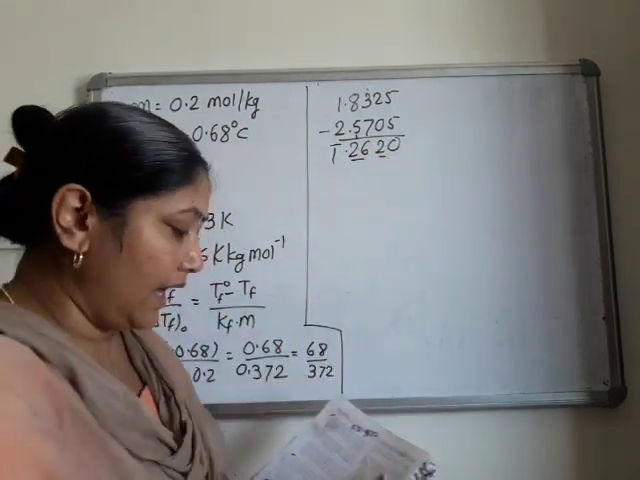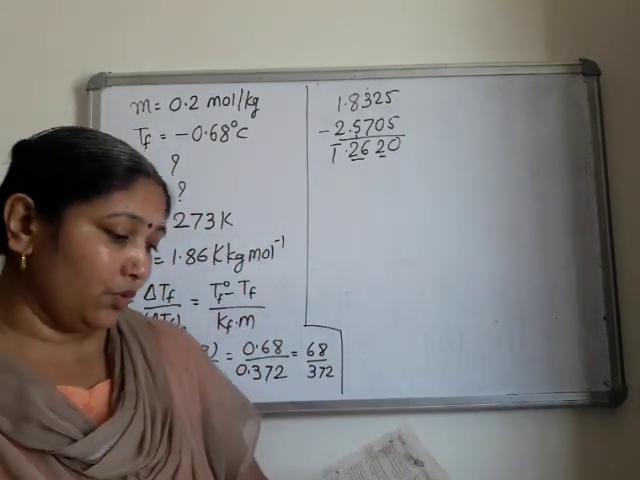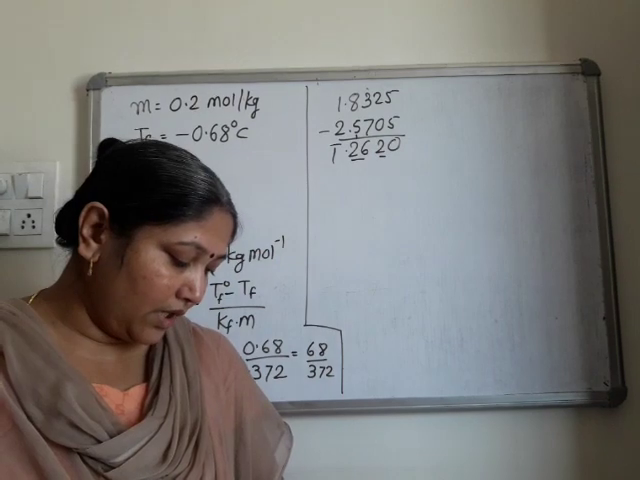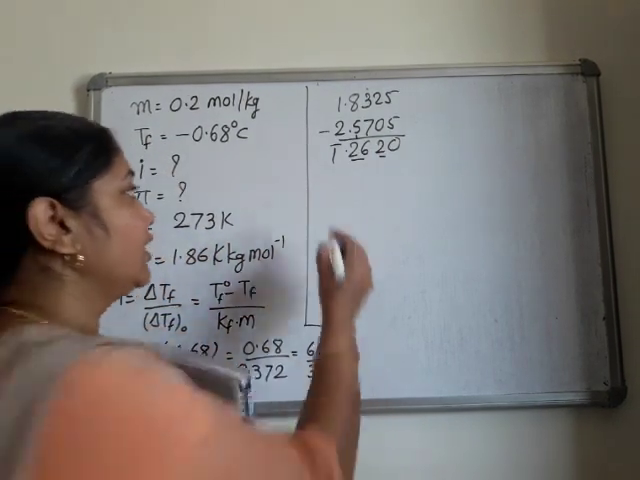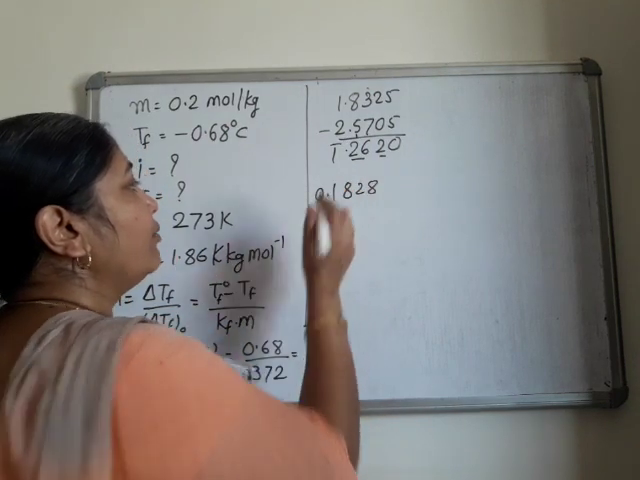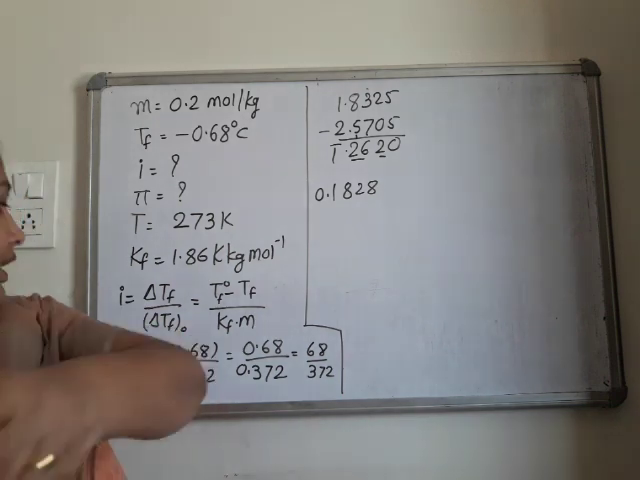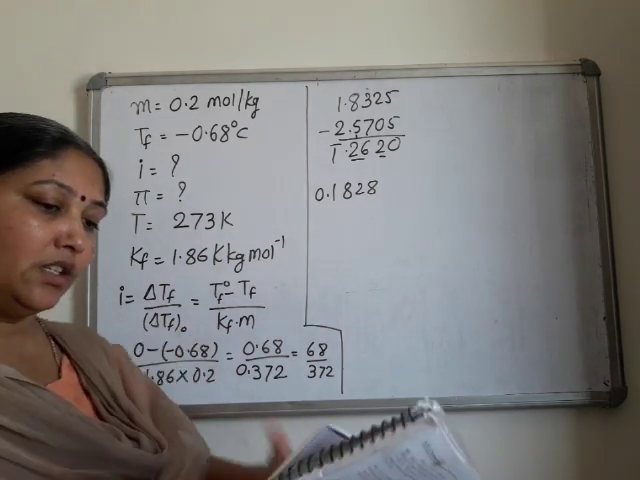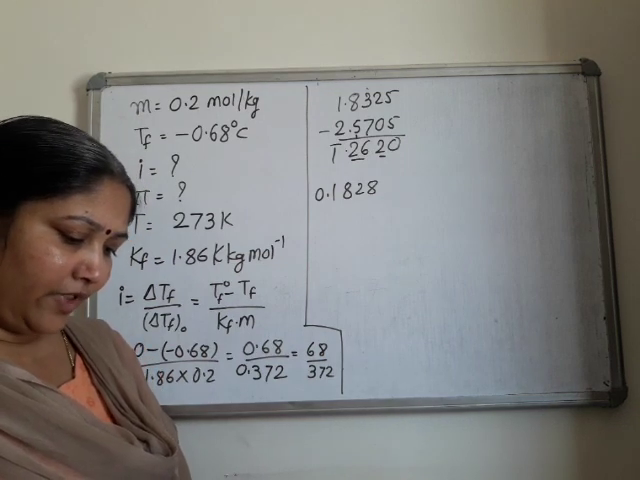We have to see its antilog. Antilog of what? 2620. How much? 1828. Characteristic is bar 1. So it is 0.1828. This is van't Hoff factor i. Is it? Check.